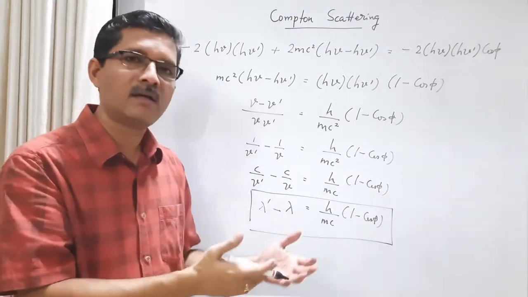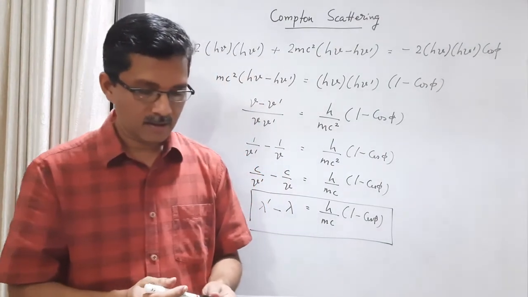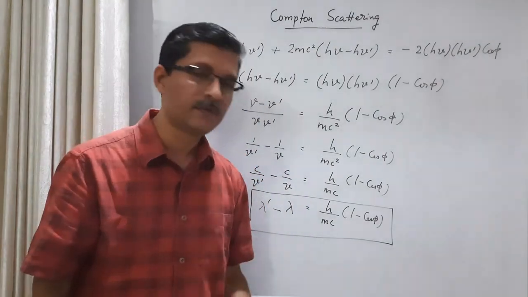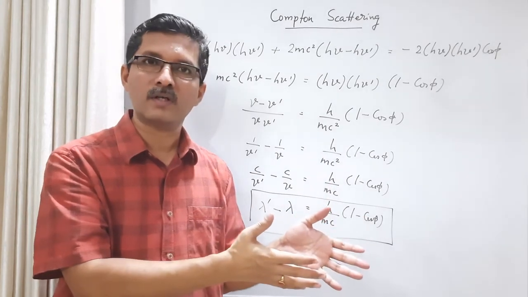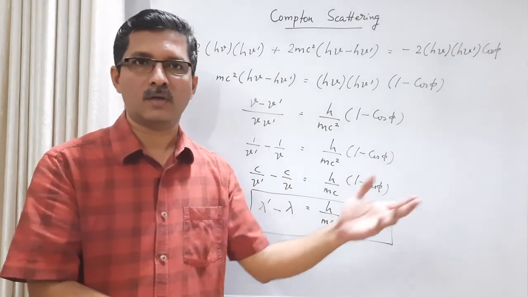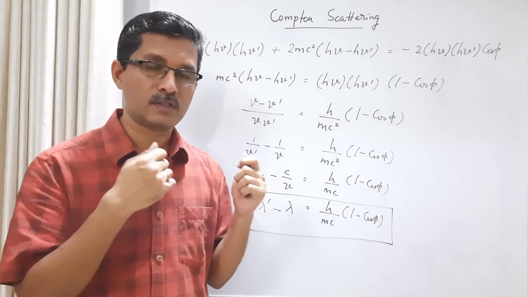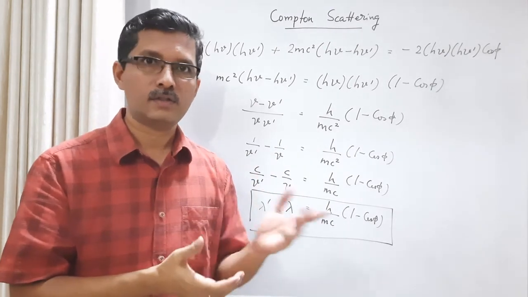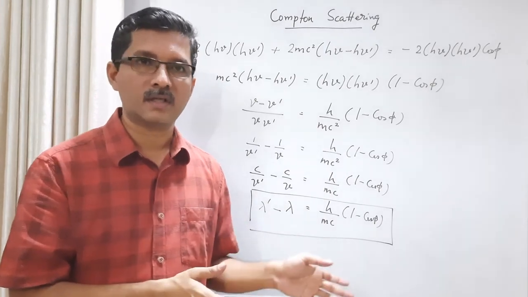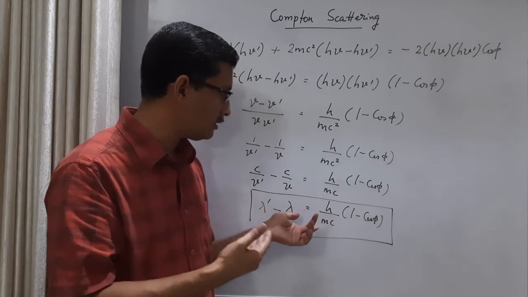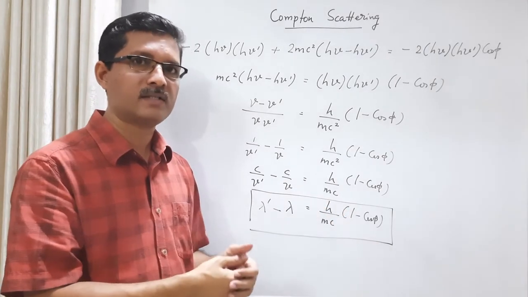The additional information that we can get from Compton scattering, other than that in the photoelectric effect, is this: in the photoelectric effect we used only conservation of energy. A photon has an energy h nu, which is used as the work function plus the kinetic energy of the photoelectron. There we used only conservation of energy, whereas in Compton scattering we treated the energy of the photon, h nu, as well as the momentum of the photon, h nu by c. Both ideas are used in this derivation, and the observation that this theoretical value exactly matches the experimental result validates our derivation.